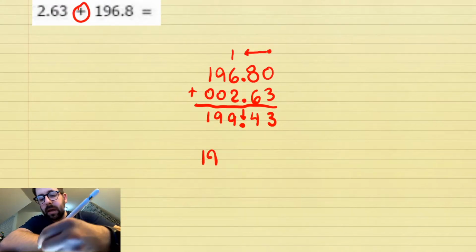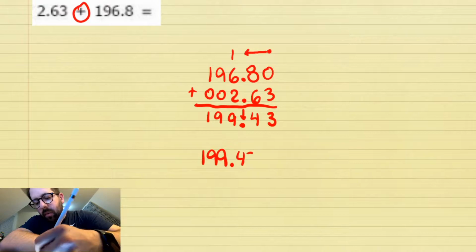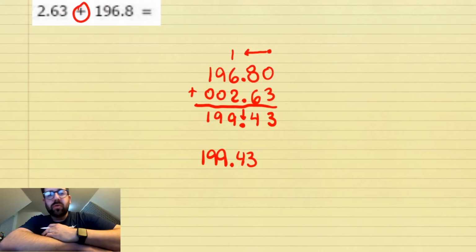And so my answer should be 199.43. Now, I was estimating about 200-ish. I was estimating about 198. We're in the ballpark, right? We're not in this weird territory.